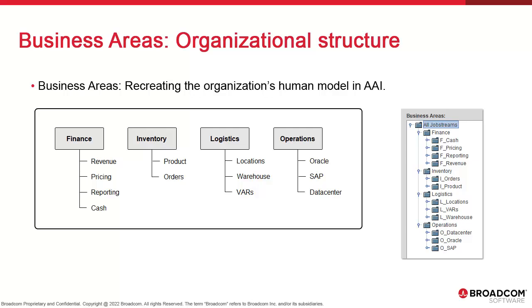A job stream can belong to more than one area. Sales reports might fall under the purview of both sales and finance. Once we've organized AI in business areas and tagged the job streams, we'll be able to do a number of things which we demo in this module.